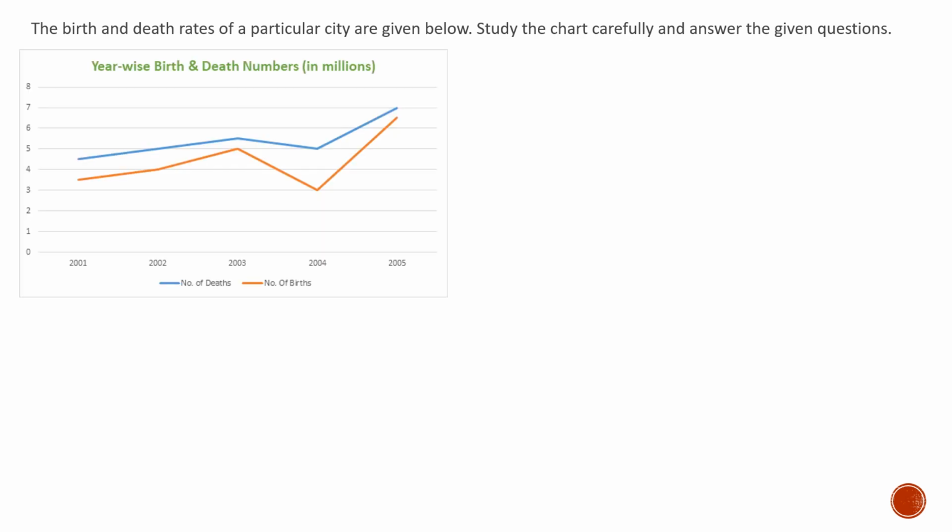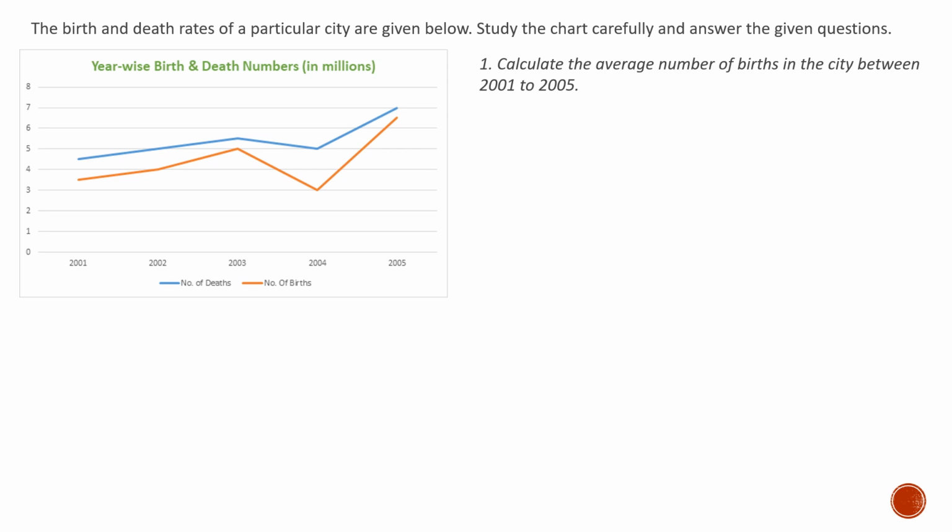One more problem on line graph. The birth and death rate of a particular city are given below. Study the chart carefully and answer the questions. So year-wise birth and death numbers in millions, starting from 2001 up to 2005, and the number is given on the y-axis. Here the blue line represents the number of deaths and the red line represents the number of births.